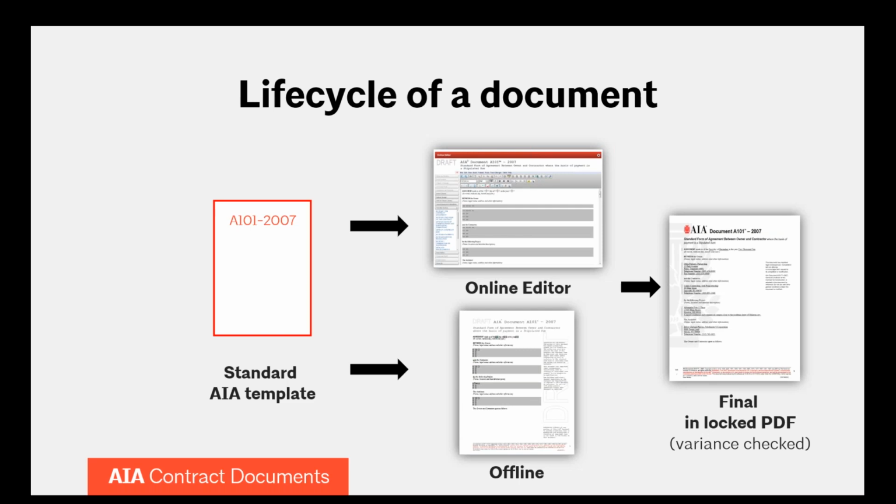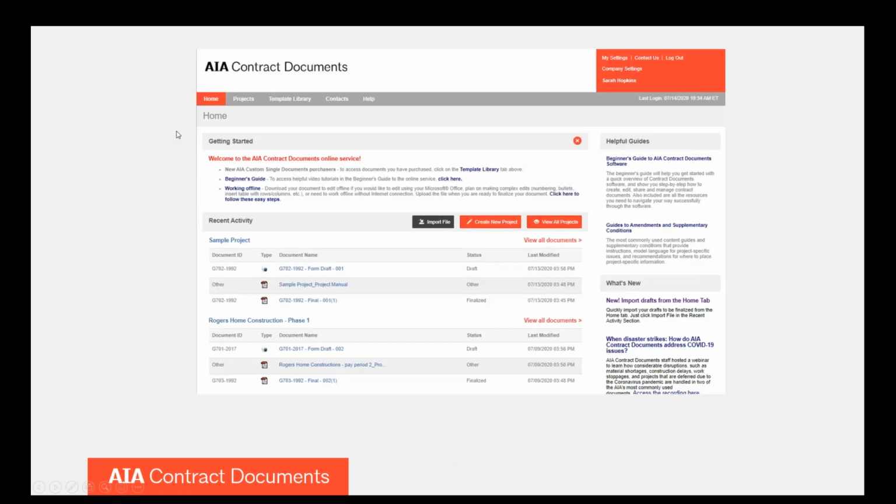So now that we've gotten some groundwork on workflow, we're going to move on to navigation. When you first log into the online service, this is what you're going to see. We have your home tab here. The online service is organized by these tabs up at the top, mainly home, projects, template library, and contacts.